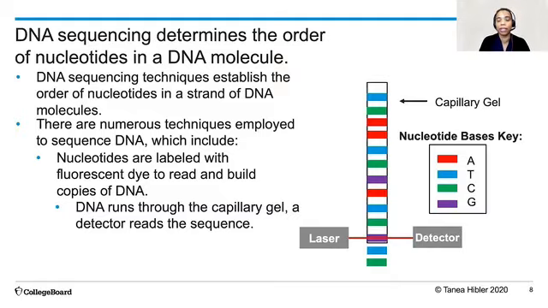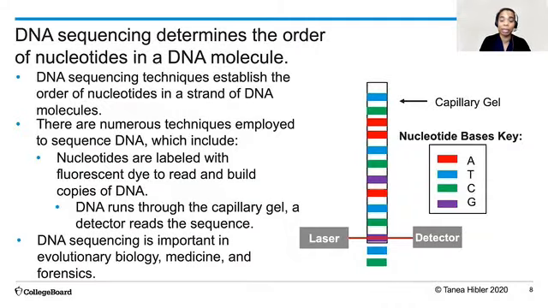So all the different DNA pieces that are different sizes with the labeled nucleotides are going to be run through, and the smaller fragments are going to come first, and they're going to separate by size. And so we end up determining what the sequence of DNA is. You can see in the picture there's a laser and detector that can identify what those nucleotide bases are. DNA sequencing can be very important in evolutionary biology, medicine, and forensics.